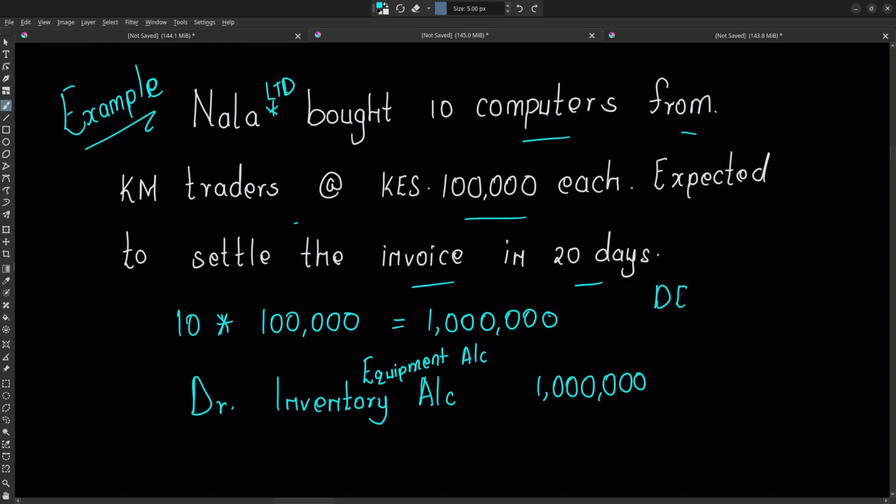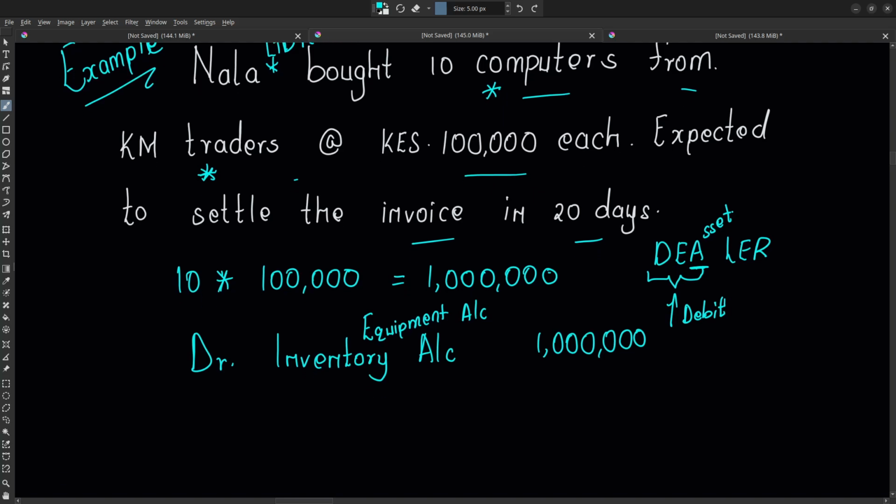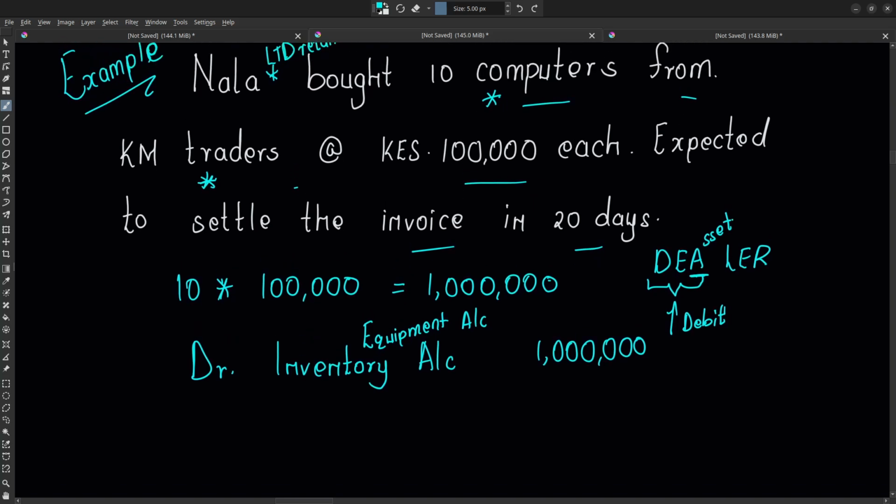Remember, here on the left side, this is assets, and when we want to increase an asset account, we debit. So here we are recognizing an increase in the inventory account of 10 computers. Here we're just assuming this is a retailer. Nala company is a retailer, and the main supplier is KM Traders. So Nala is buying to sell. So we have debited to recognize that increase in inventory.